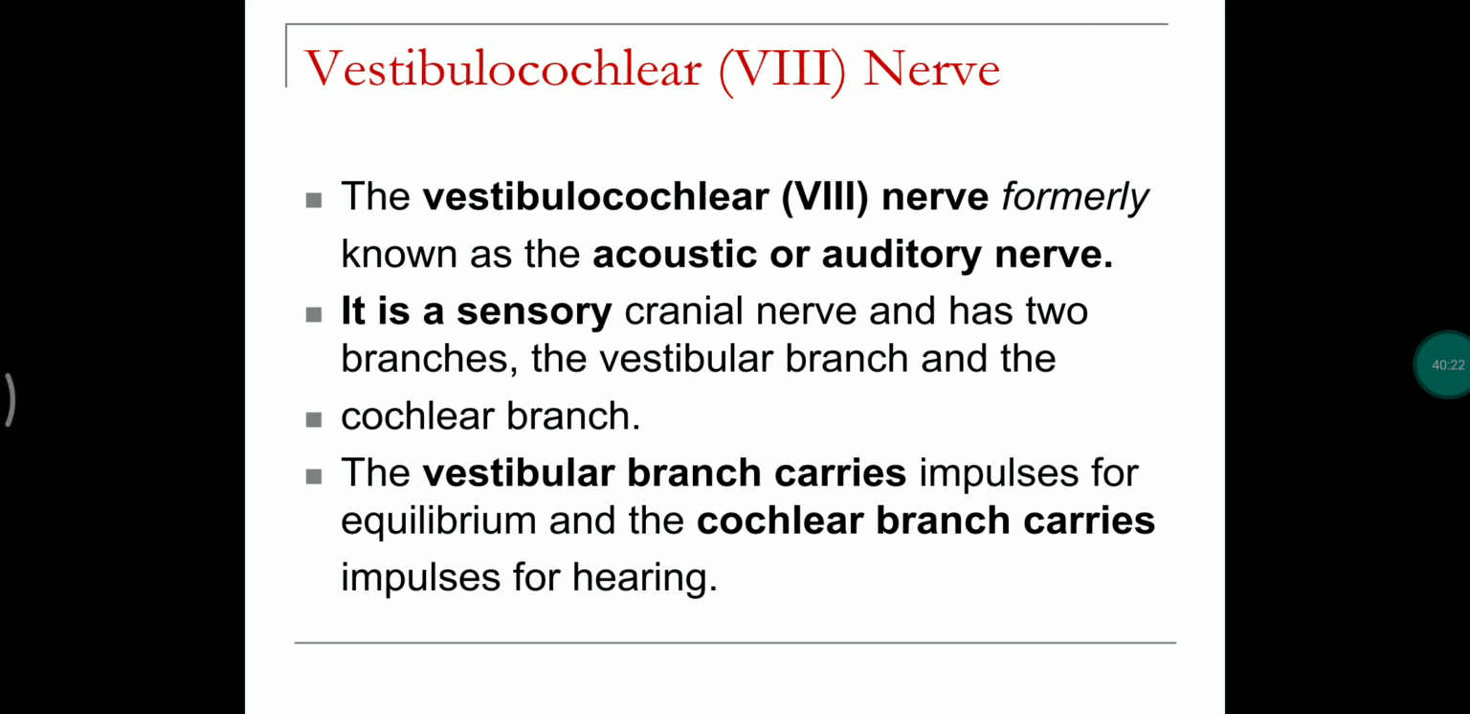The vestibulocochlear nerve is usually called the auditory nerve, but it has another function called the vestibular function, which helps in the maintenance of our balance. It is only sensory, and it has 2 branches, the vestibular branch and the cochlear branch.